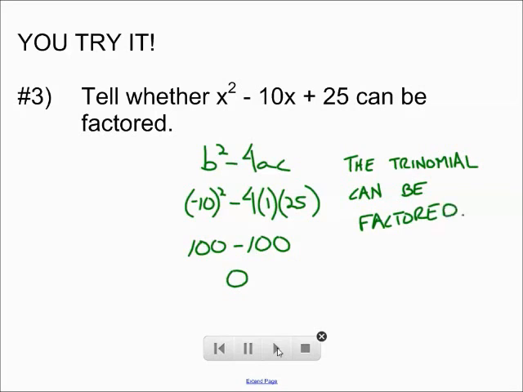Remember in chapter 9 we learned that if the discriminant is 0, an equation like this would have one solution, or it would have one x-intercept. But this is a little bit different. Now we're looking at it's a perfect square, so it can be factored.